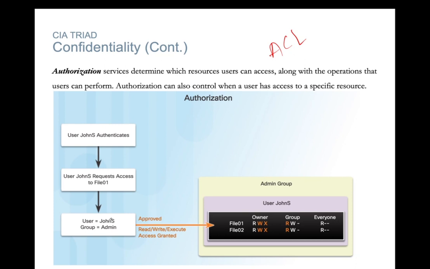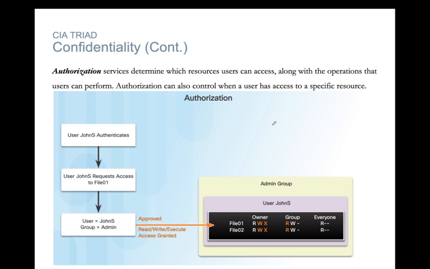To access this file 0, in this example, the user is John and belongs to a group admin that is approved, so the authorization is given that John can read the file, write the file, and execute the file. That is access granted. So for the user John belonging to the admin group, we check which access control is given. Read, write, and execute access control is given. For example, employees may have access to a sales database during work hours, but the system locks them out after hours. This is the second A of your AAA service.